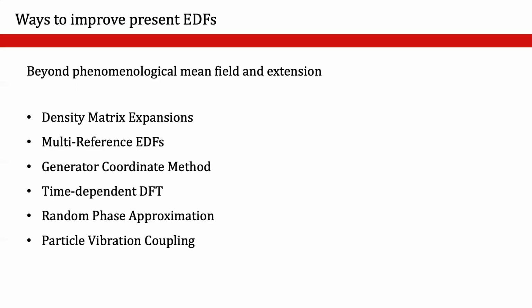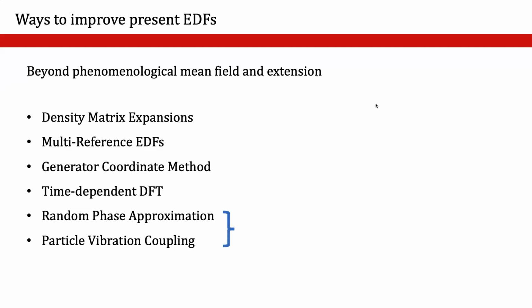One method is the density matrix expansion, which connects the nuclear interaction to density functional theory by adding some complex density-dependent terms in the energy density functional theory. Another is multi-reference density functional theory, the generator coordinate method, and all these extensions to improve the present energy density functional theory, and also the particle vibration coupling.